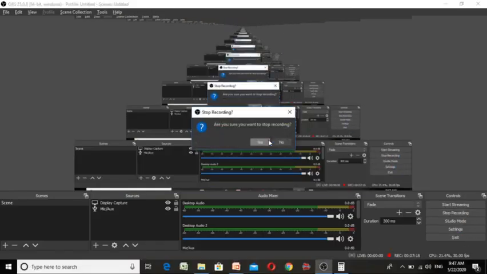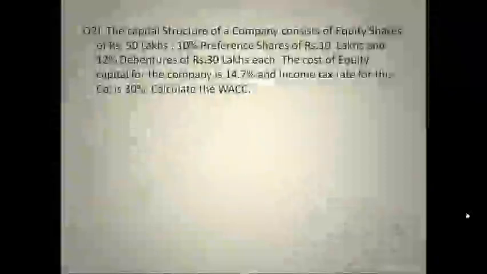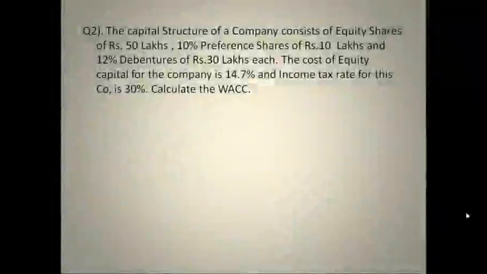So let's solve one more question of similar type, where the question says that the capital structure of a company consists of equity shares of rupees 50 lakhs, 10% preference shares of rupees 10 lakhs, and 12% debentures of rupees 30 lakhs. The cost of equity capital for the company is 14.7 percentage, and the income tax rate for this company is 30 percentage. So what they have asked us: calculate the weighted average cost of capital.